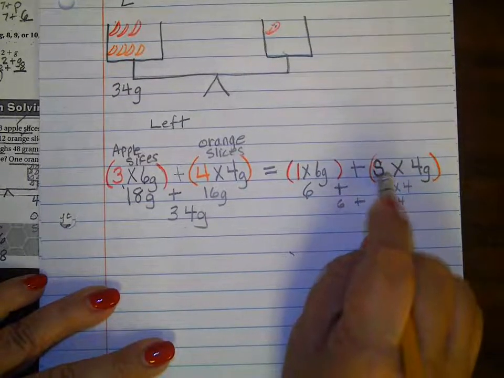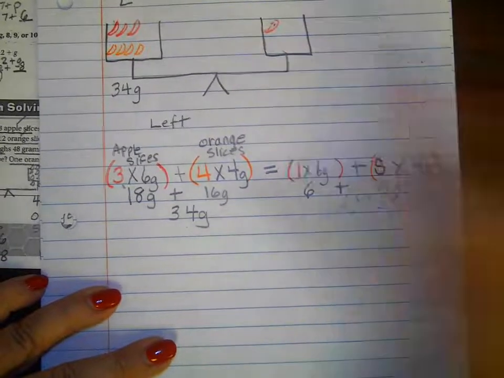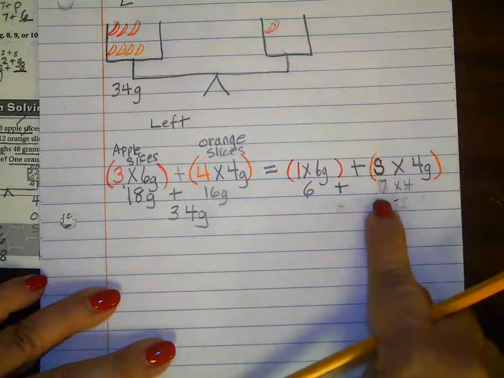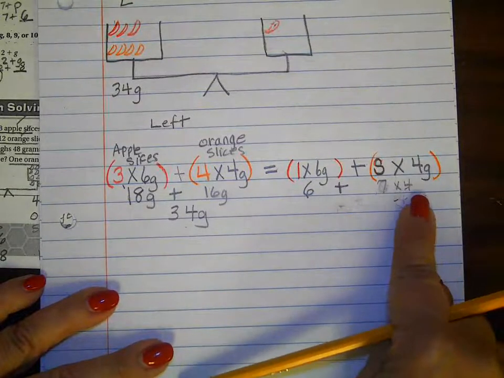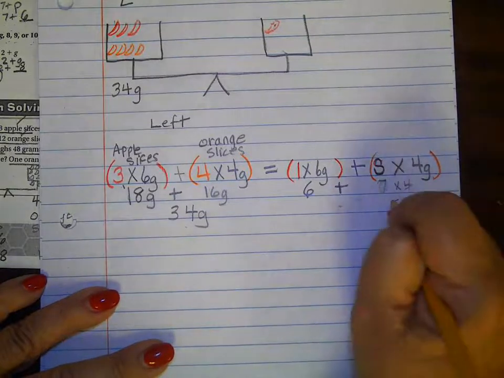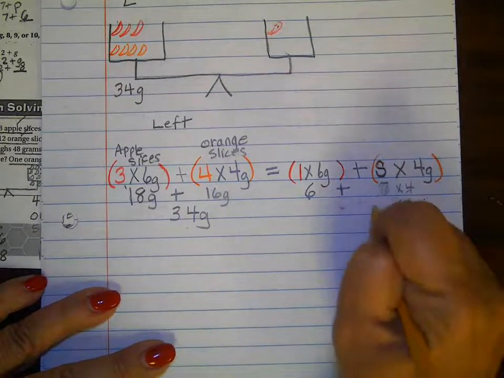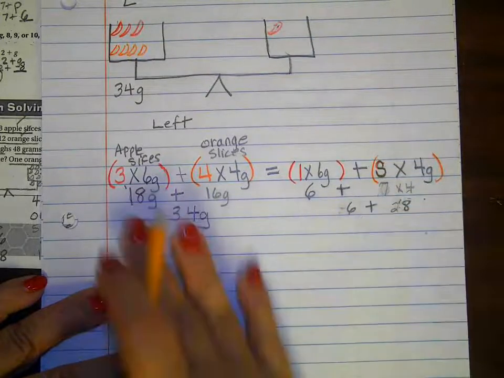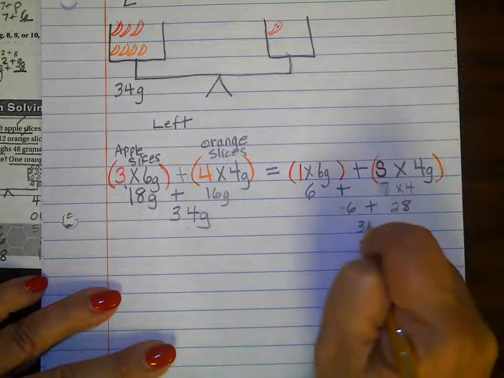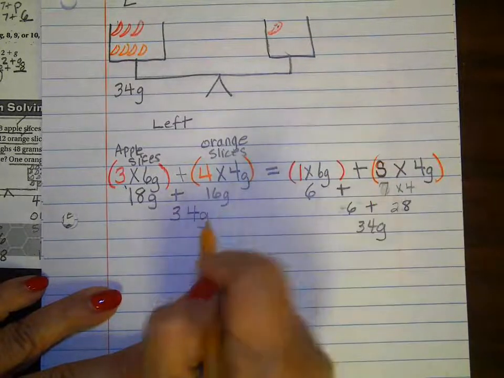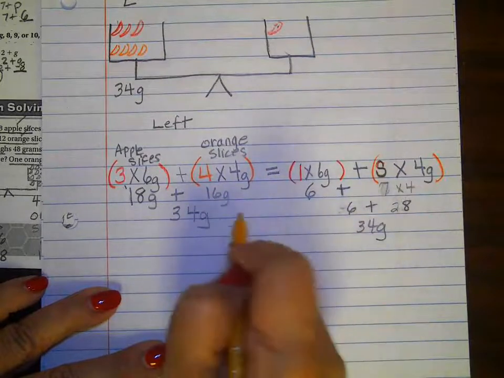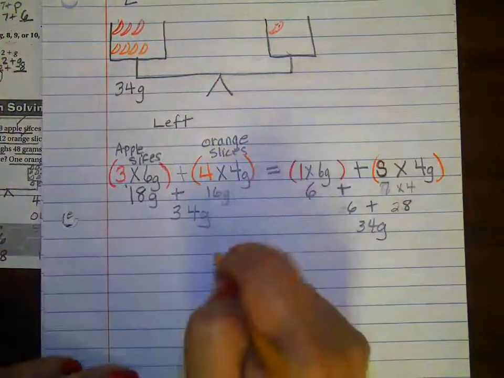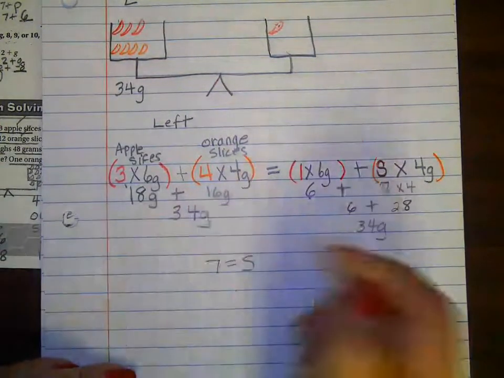So I'm going to erase this here. Let's go to 7. What if I put in 7 slices of oranges times 4 grams that they each weigh? That gives me 28. 28 plus 6, what does that give me? Oh, very good. That's going to give me my 34 grams. Is that going to be equal to here? Yes, it is. So it's going to be 7. 7 equals S for the slices.